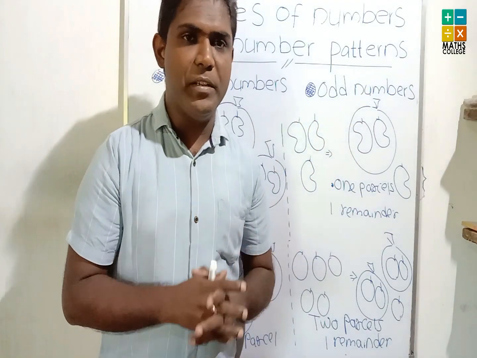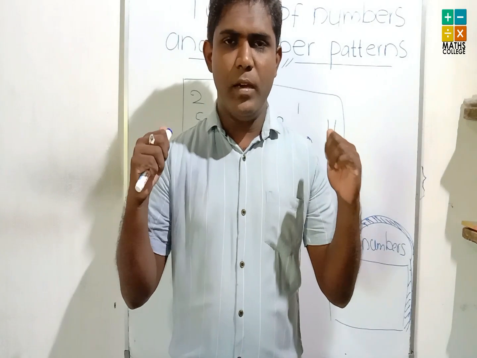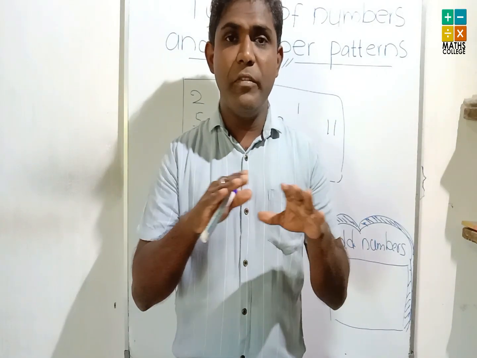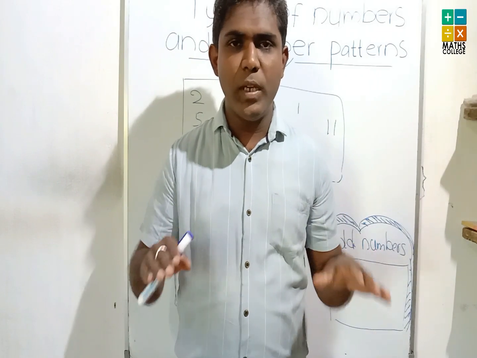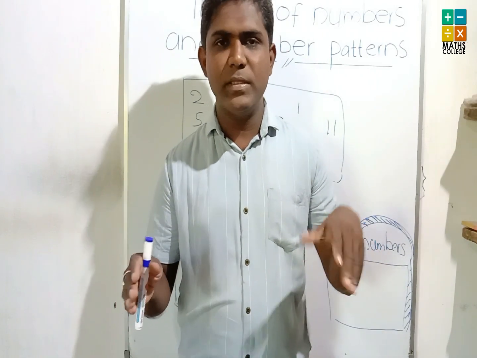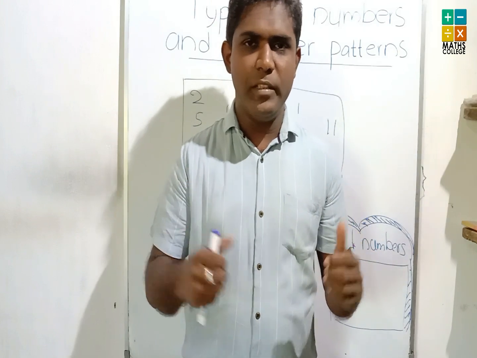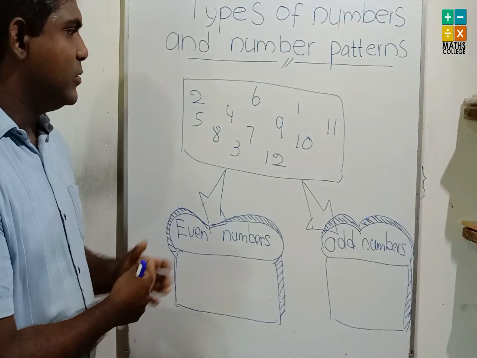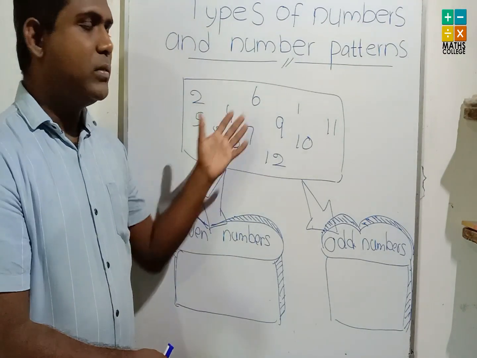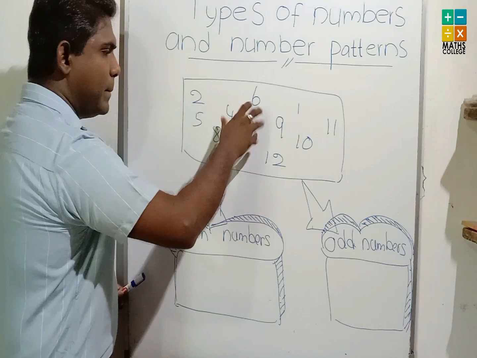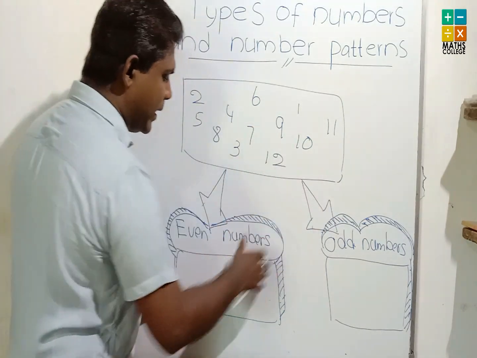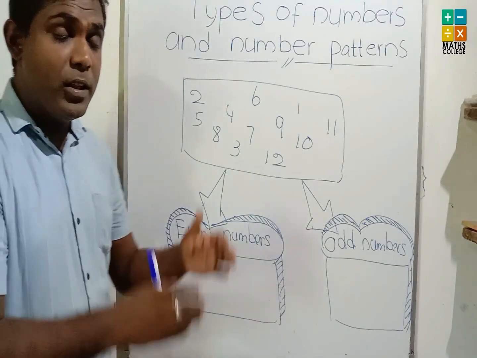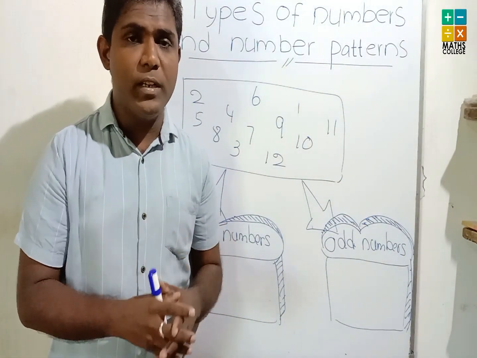Okay, ready for it? Now you have some numbers. We are going to divide them into two types, odd numbers and even numbers. Look at this. In this rectangle you can see some numbers. You have to separate these numbers into two types, even numbers and odd numbers. What is an even number? Now we know what an even number is.